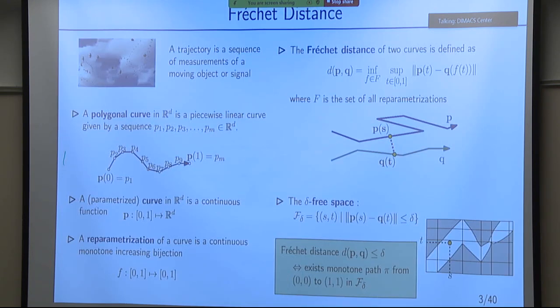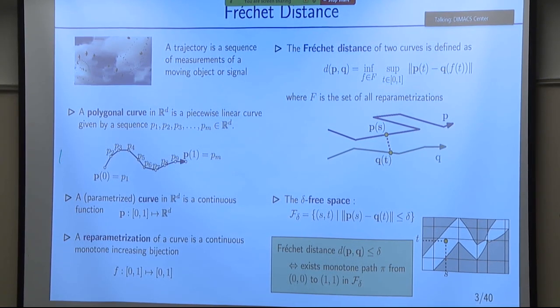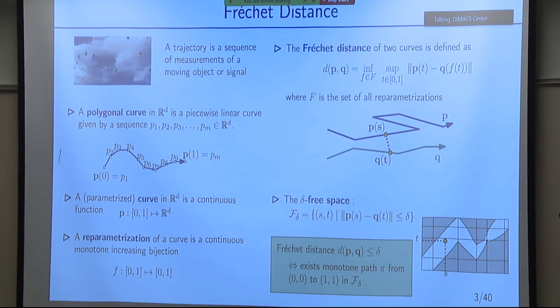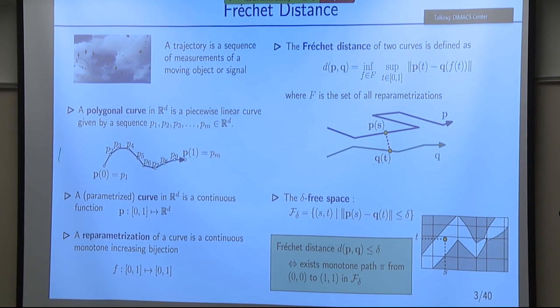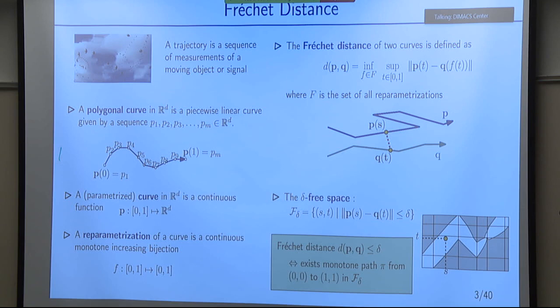But let me first set the stage and explain how we actually measure similarity. How can we measure similarity or distance for these geometric objects, these curves, that don't naturally fit into an L_p space or a normed space? So instead, what we do is look at the Fréchet distance, which I think is a very natural way of measuring similarity of parameterized curves.